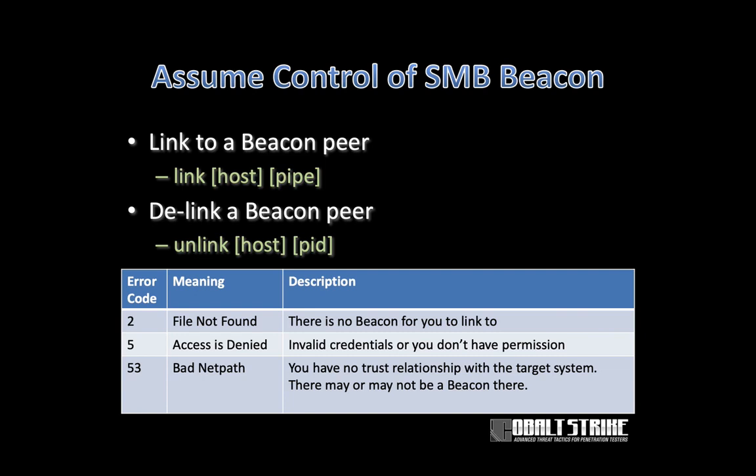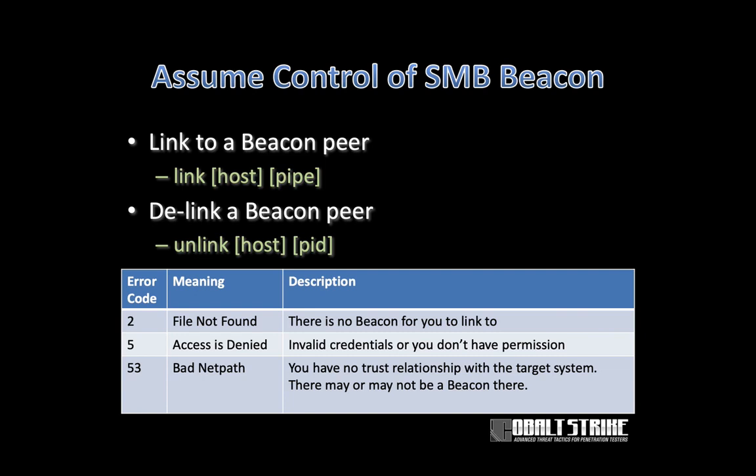You can tab complete the pipe names, so you don't have to remember them character for character. And when you tab complete pipe names, Cobalt Strike will actually pull that from your listeners. So that's really, really handy. If you want to disconnect from an SMB beacon, use unlink, the hostname, and the process ID, and that will have your current beacon disconnect from its child beacon, and that beacon will go into a state where it is now waiting for a new connection from another beacon parent.